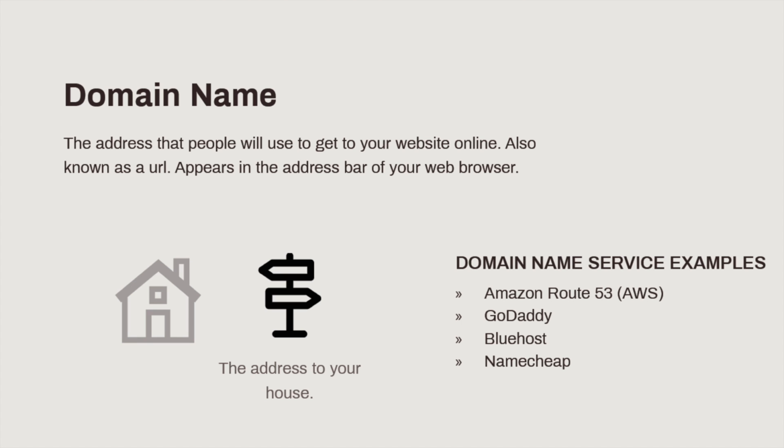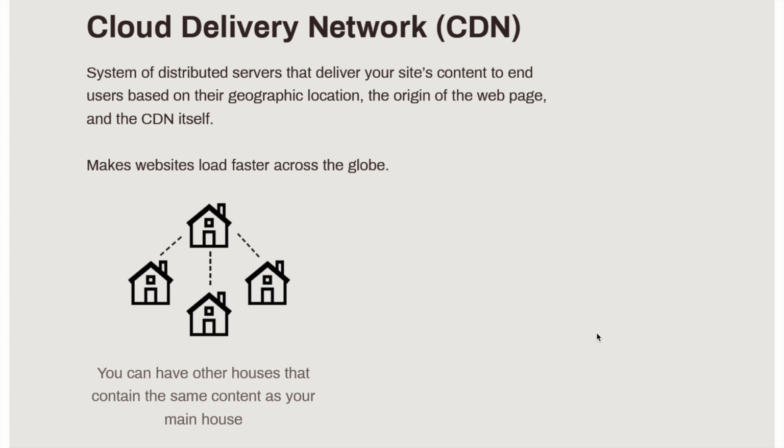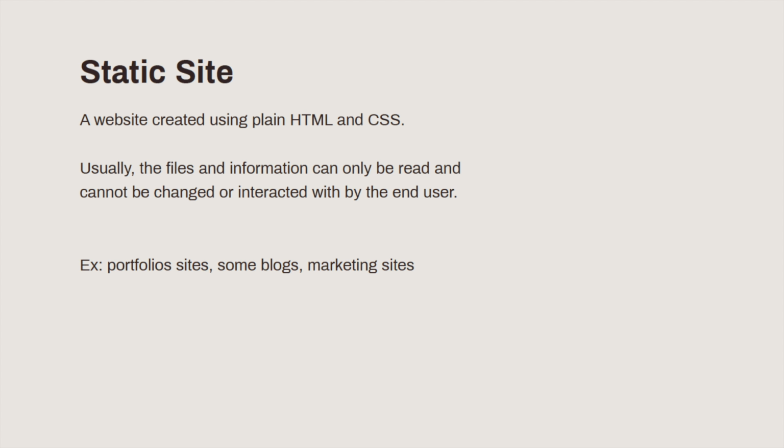Domain names appear in the address bar of your web browser. And then the content delivery network is just a system of distributed servers that can deliver your site content to end users based on their location. It just makes it faster across the globe.